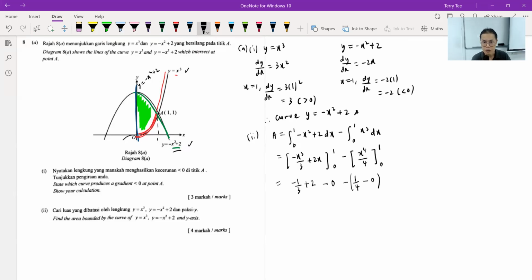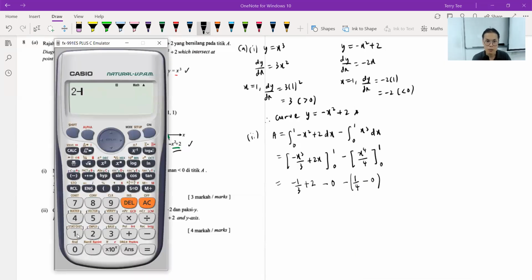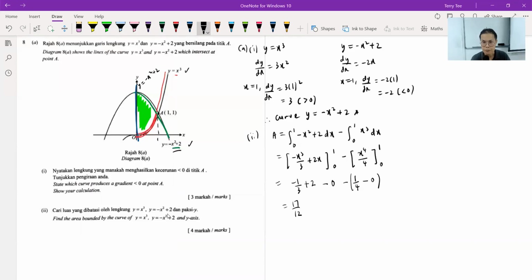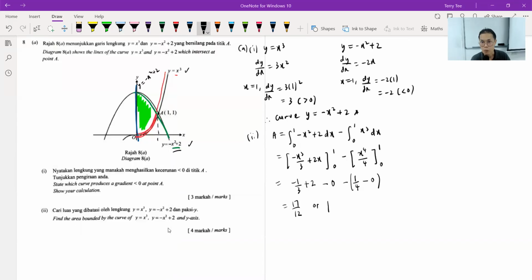So your end result is actually 2 minus 1 over 3. Let me write here, 2 minus 1 over 3, then you minus 1 over 4. So my answer is 17 over 12. Yeah, you can write 17 over 12, or you can change it to a mixed number. If you don't change, it's fine. 1 and 5 over 12 square units.